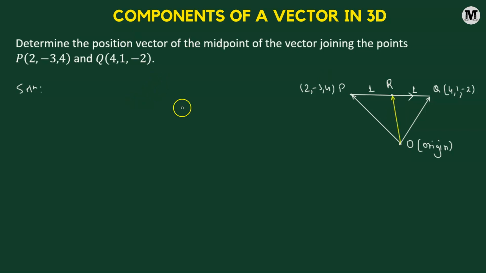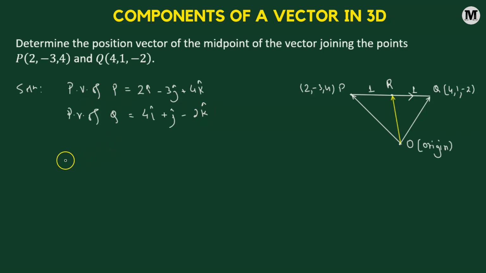So let's do one thing. Let's define the position vector of point P and point Q. So position vector of point P is going to be defined by 2 times i cap minus 3 times j cap plus 4 times k cap. And we have the position vector of point Q, so that's going to be 4 times i cap plus j cap minus 2k cap. Now that we have position vector of point P and Q, we can define the position vector of point R, which is going to be the midpoint of P and Q.